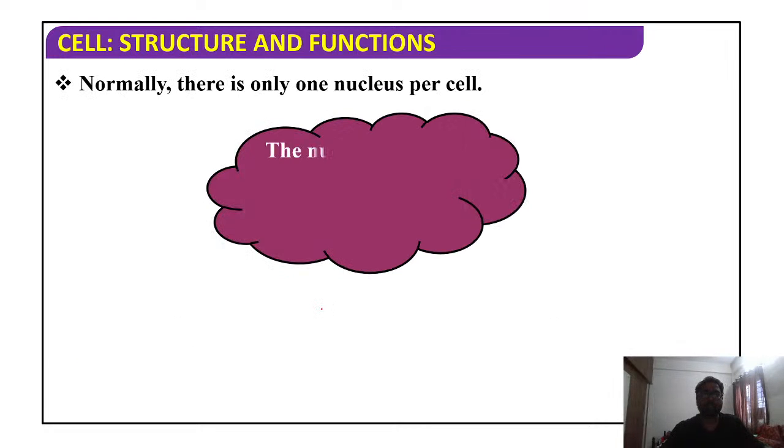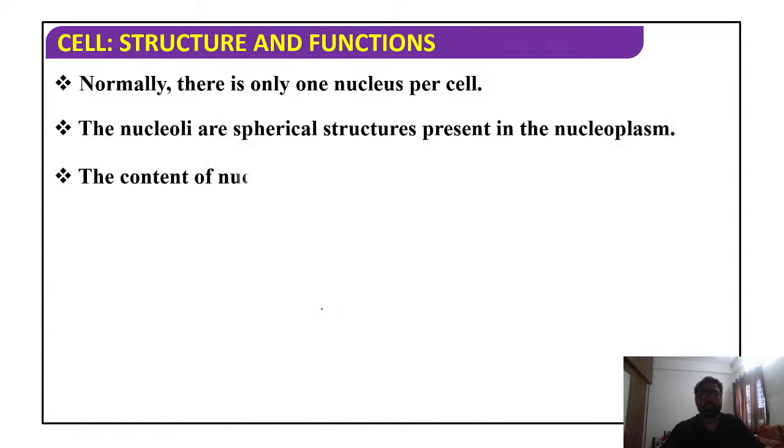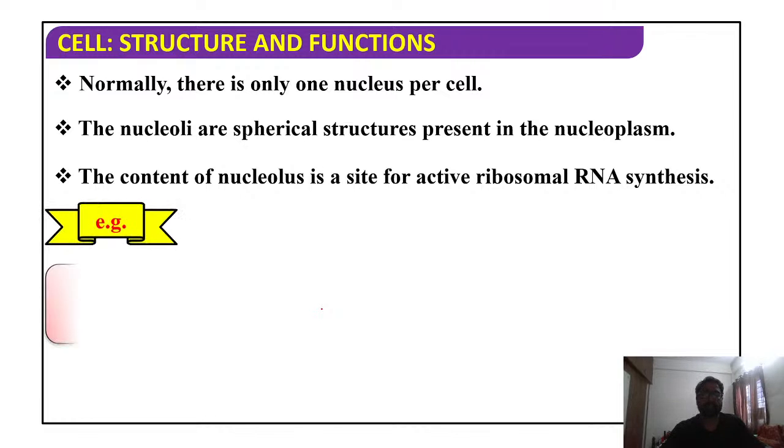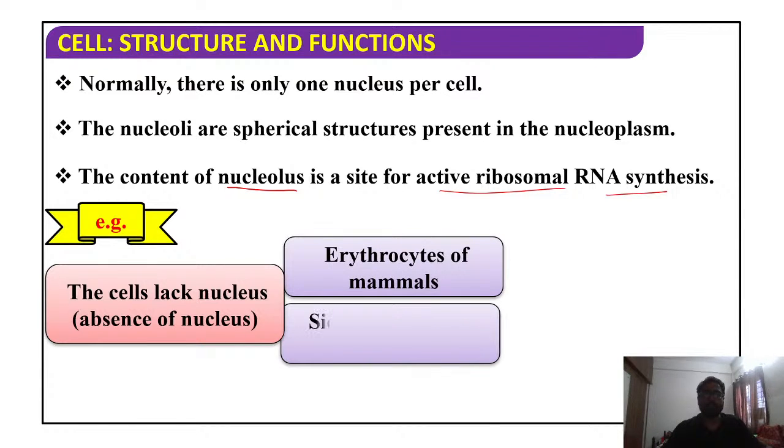Yes, super. Normally, how many nuclei will be there per cell? One per cell. Sometimes it will be more. When it's more, you can call it polynucleated. Another important point I told you already: what is the function of nucleolus? As you know, the function of nucleolus is active ribosomal RNA synthesis. Then anucleated means they do not have the nucleus. Examples: erythrocytes of mammals and sieve tube cells of vascular plants.